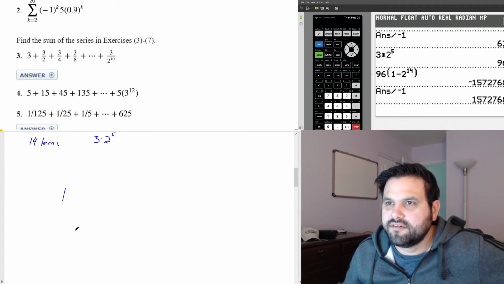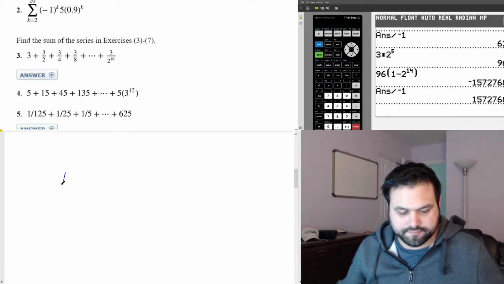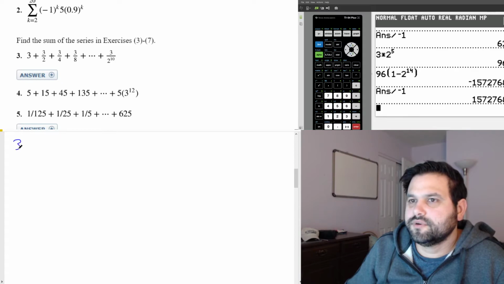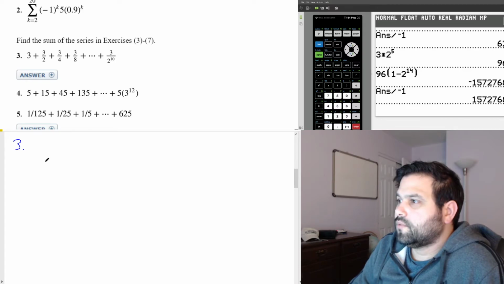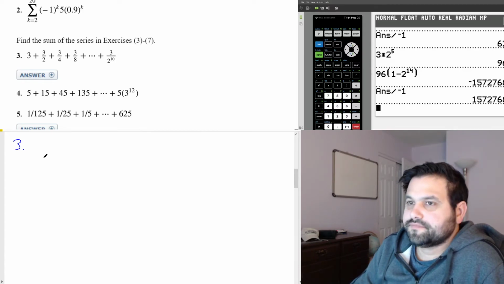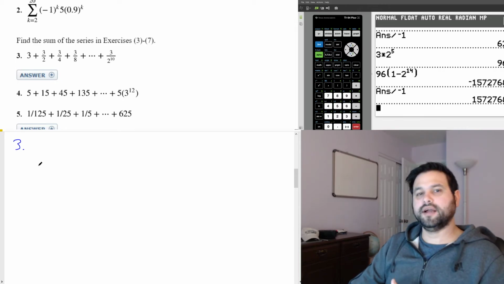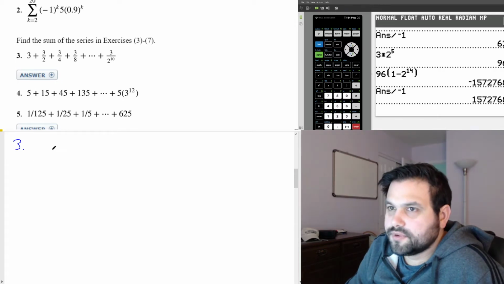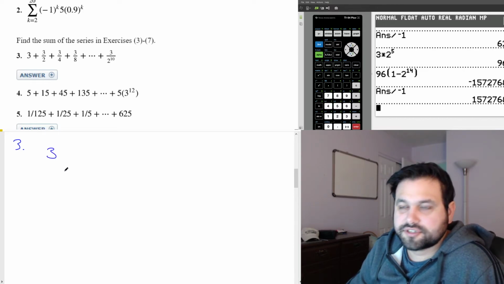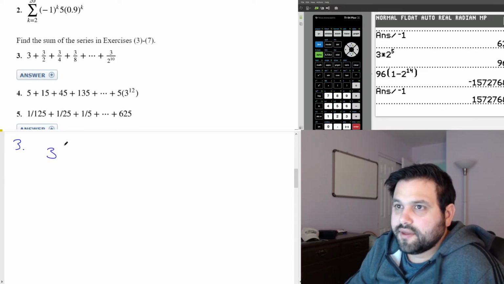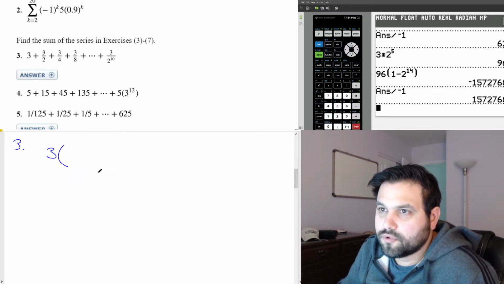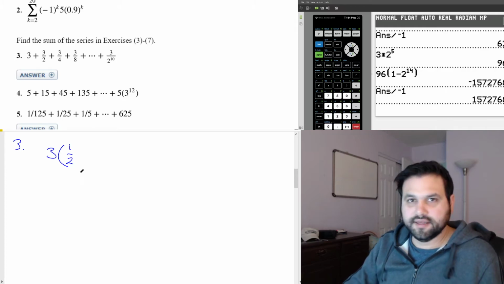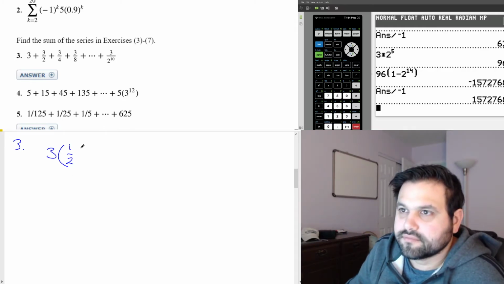So here's an example of a sequence in which it doesn't tell us what the actual equation is. What we're doing here is finding the sum of the series. So we have to figure out what our multiplier is. Here we see that our first term is 3. And then what are we multiplying by to get to the next term each time? Well, we're multiplying by 1/2. You guys see that, right? Multiply by 1/2, and so on.